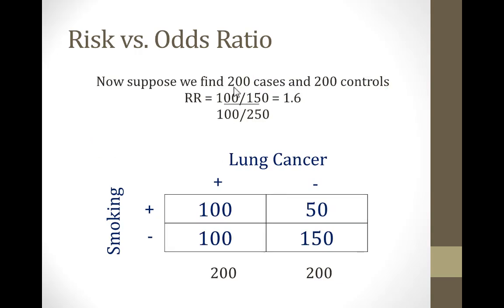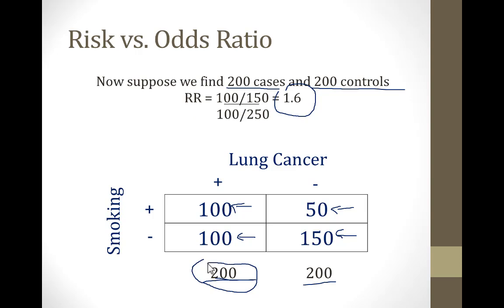Now let's repeat the study, but this time we find 200 cases of lung cancer and 200 controls who do not have lung cancer. Well, let's go down to the 2 by 2 table. Once again, the 200 cases of lung cancer are split up 50-50. So we've got 100 people who don't smoke and 100 people who do. Once again, the 200 controls are split up such that there are 50 smokers and 150 non-smokers. Now we go through the math again and calculate the risk ratio, and we get a different number of 1.6. So we have changed the risk ratio, not because anything changed about smoking or lung cancer, but simply because we selected more cases of lung cancer.